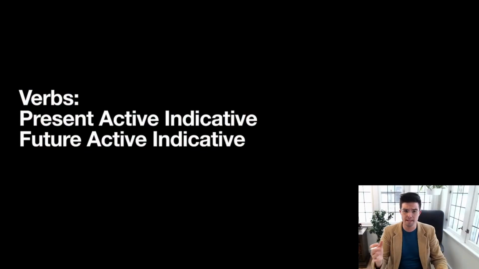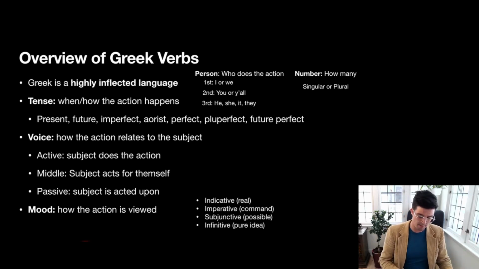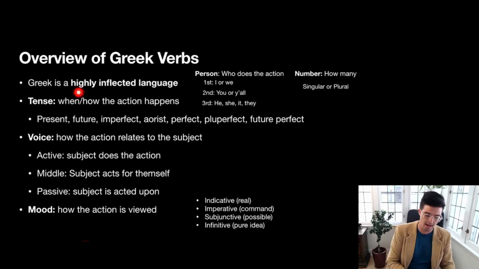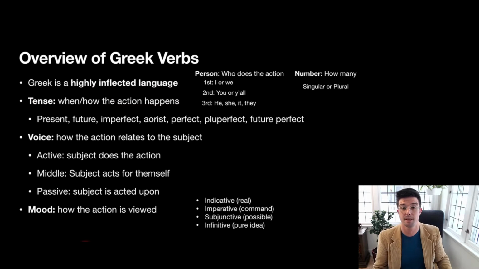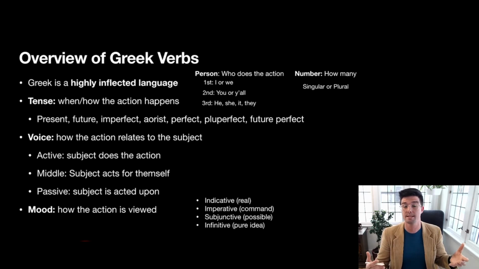And so what we're going to be dealing with is the present active indicative and the future active indicative of the Greek verbal system. And you'll remember from last week when we talked about this overview of verbs, we talked about Greek being a highly inflected language. And you're going to probably get sick of hearing me saying this, because I'm going to sound a bit like a broken record, repeating this claim that Greek is a highly inflected language many times, because it's very important for your understanding of Greek and your ability to translate Greek well.